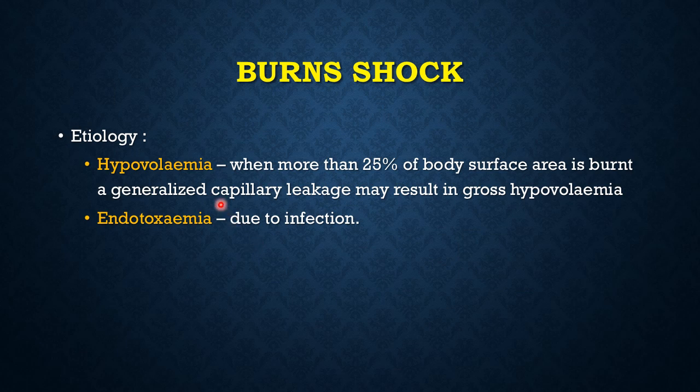Burn shock, the etiology is hypovolemia. When more than 25% of the body surface area is burnt, there is a generalized capillary leakage, plus the 25% of body surface skin that has burnt off. The body is no longer waterproof, and water rapidly evaporates from the body, also from this 25% body surface area or more. And this leads to gross hypovolemia in the early stages, in the first 2 days.